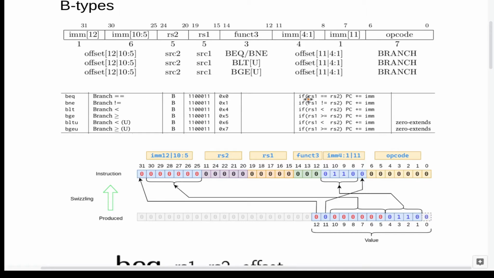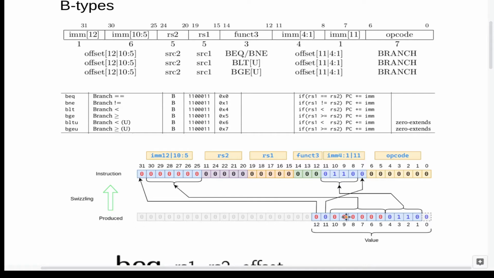All the branch instructions take the program counter plus the immediate, and if the function turns out to be true, we then take the branch. Otherwise, we continue to the next instruction. This is like it is on many other processors. So this is one of the instructions. All the branches are the swizzling type instructions.